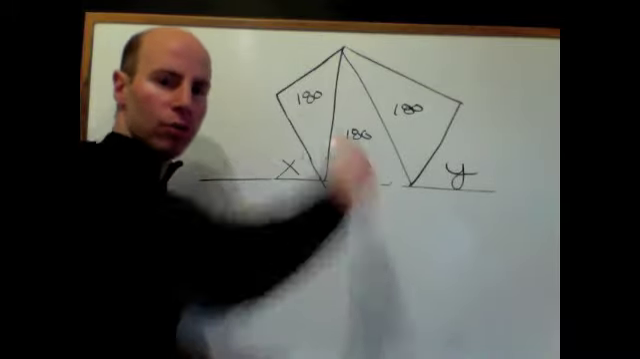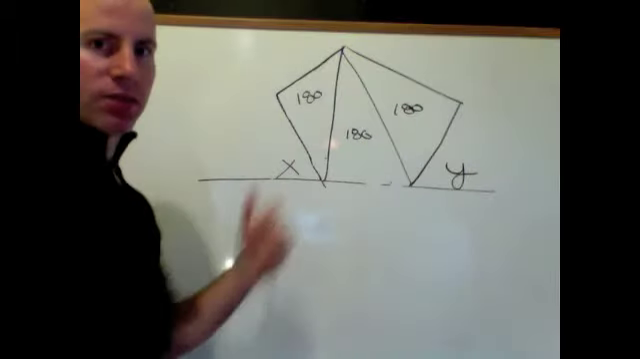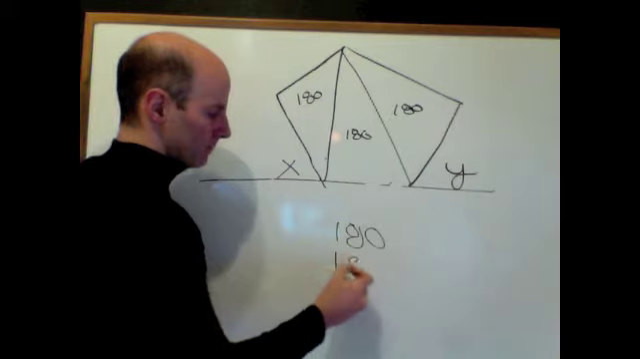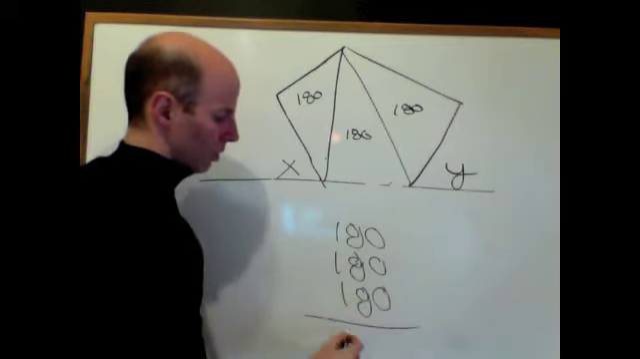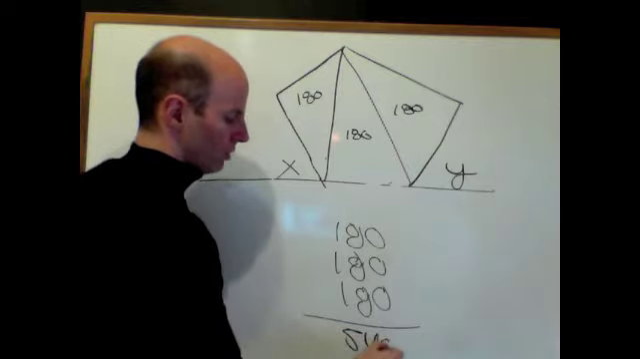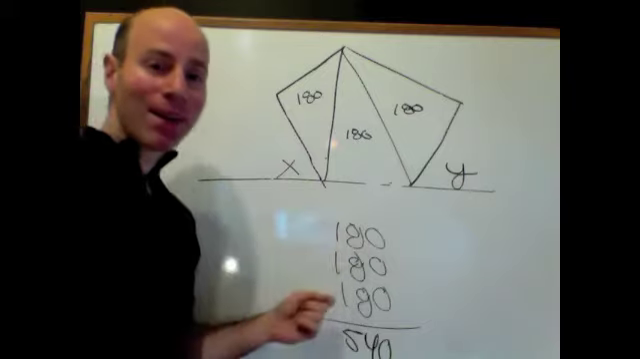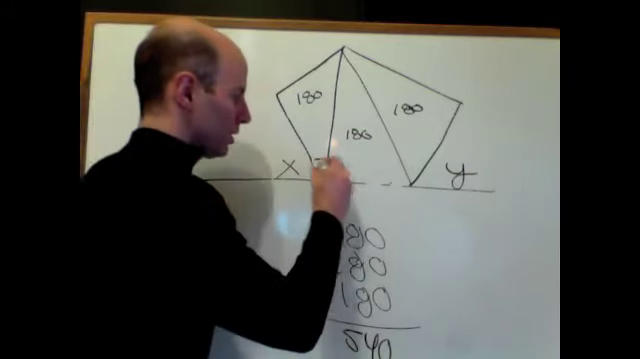That's pretty fair. So if we added up all the degrees in all the triangles in this five-sided polygon, we could say that this five-sided polygon is made up of the sum of all these angles, or 540 degrees. So the inside angles of a five-sided polygon add up to 540.